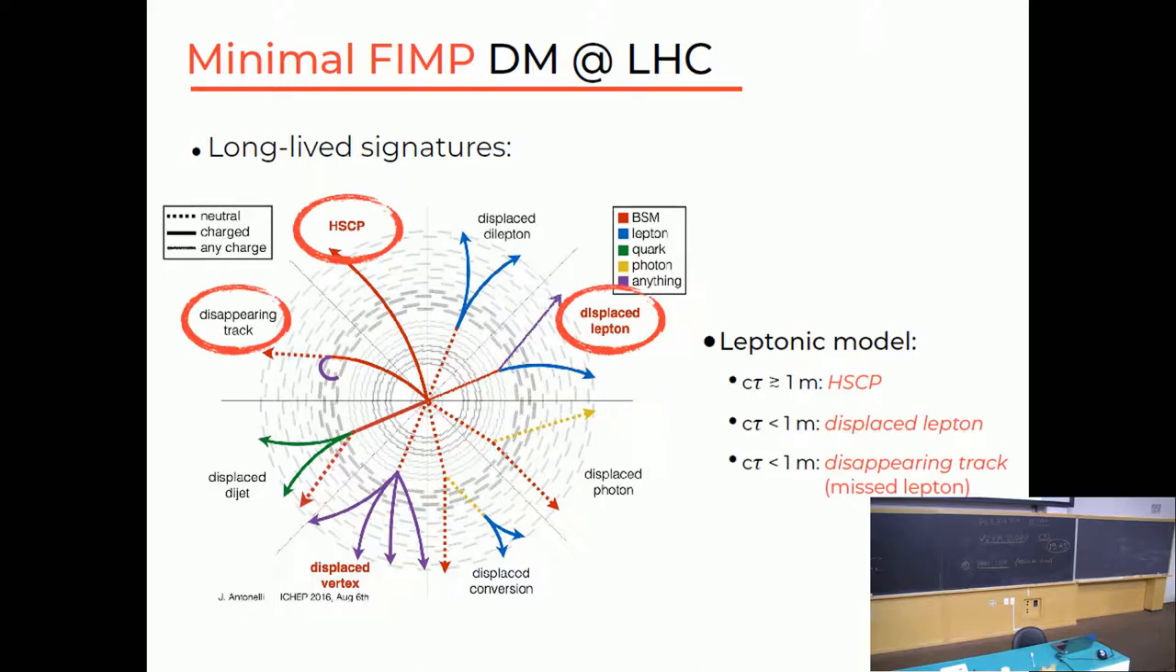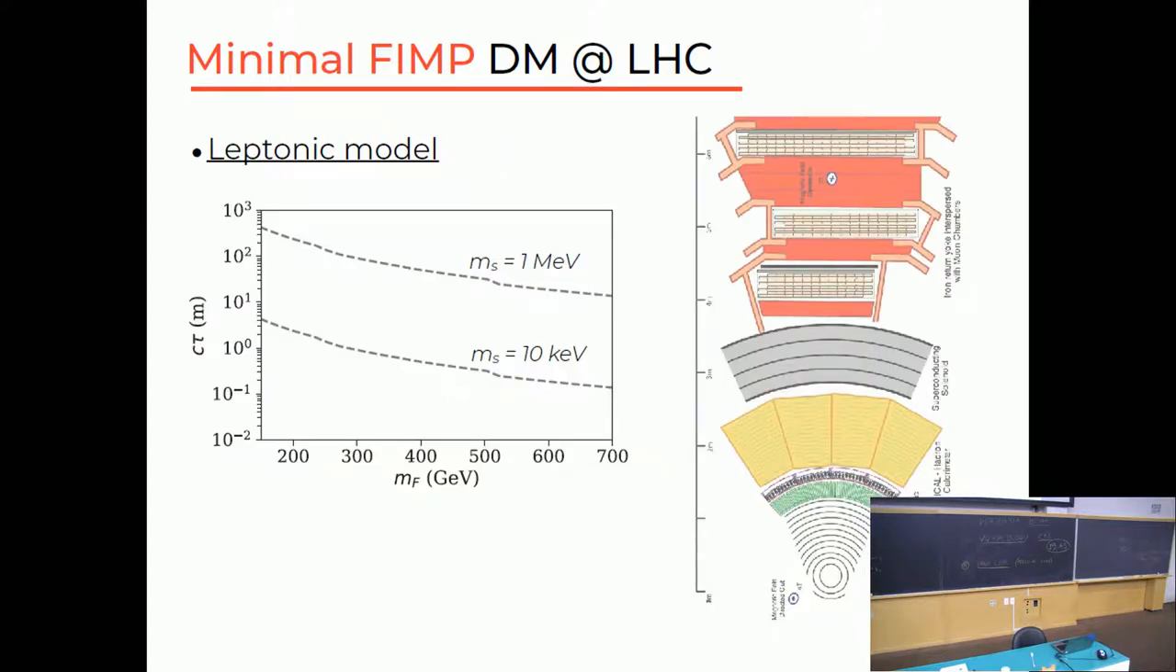This is just a summary of possible signatures. I'm going to discuss the main ones now, since I'm running out of time. So this is a picture of the CMS detector. Could be ATLAS. I just picked CMS to be specific. This is the tracker, the calorimeters, the muon chambers. And I'll go through some of the searches that CMS and ATLAS did that apply to this scenario. They're not targeted to FIMPs, but can be used to constrain this FIMP scenario.